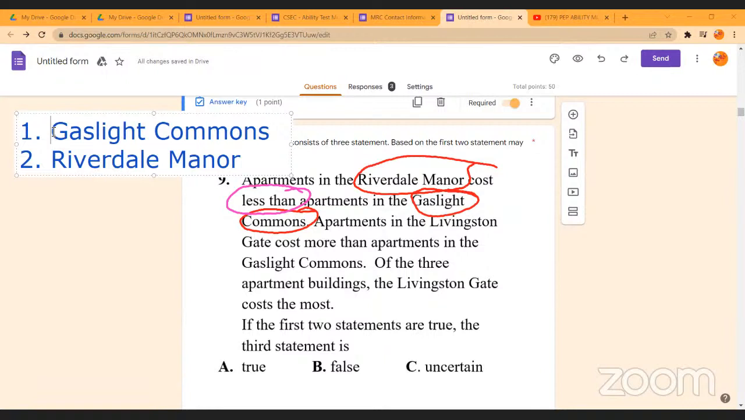Where's the most expensive apartment? Is it Gaslight Commons, Riverdale, or Livingston? Think about it. Based on what Javar just told you, where are the most expensive apartments, babe? Right. Gaslight. Gaslight. Okay. Yeah. Okay.